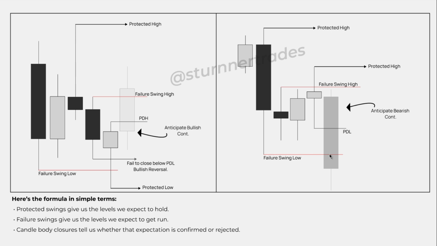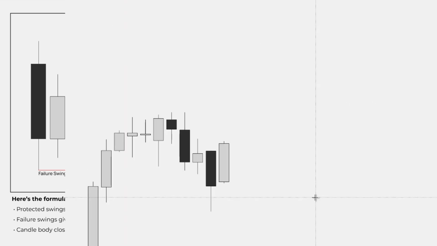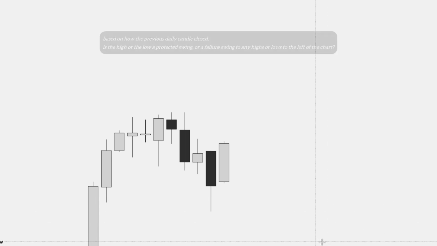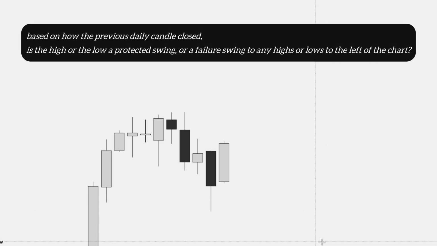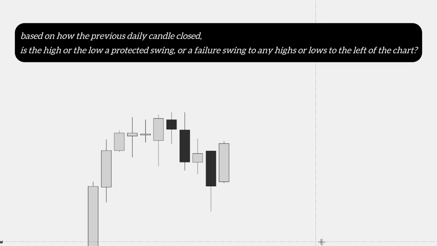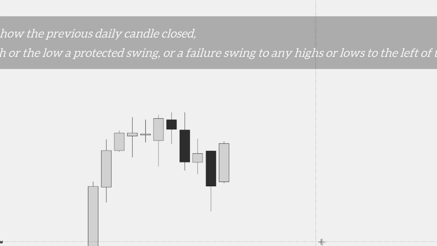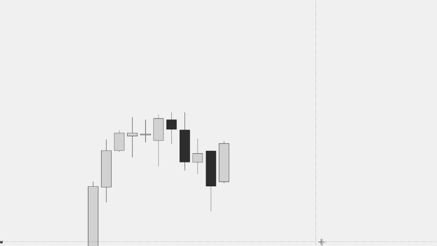So alright, enough theory. Let's jump into the live chart and see this play out in real time. On the daily chart, the first question you want to ask yourself is this: based on how the previous daily candle closed, is the high or the low a protected swing or a failure swing to any highs or lows to the left of the chart? Because this gives us the first clue of what we should expect the market to do next.